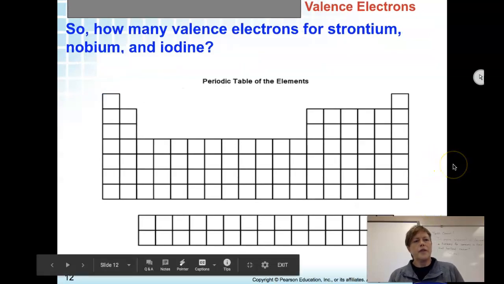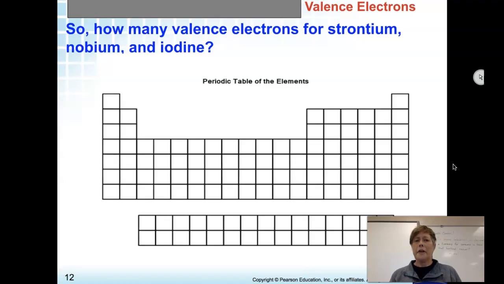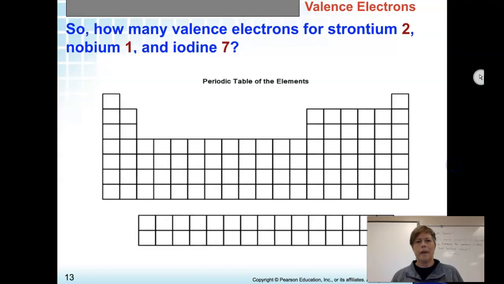So let's look at strontium, niobium, and iodine. You can figure out by using electron configuration how many valence electrons, or if you would like, you can just look at where it's located on the periodic table. Up to you how you want to do it. Strontium was located in this column. So you could say it has 2 valence electrons, or you could look at it and say, well, s2 is the last thing that I wrote, so it's 2 valence electrons.